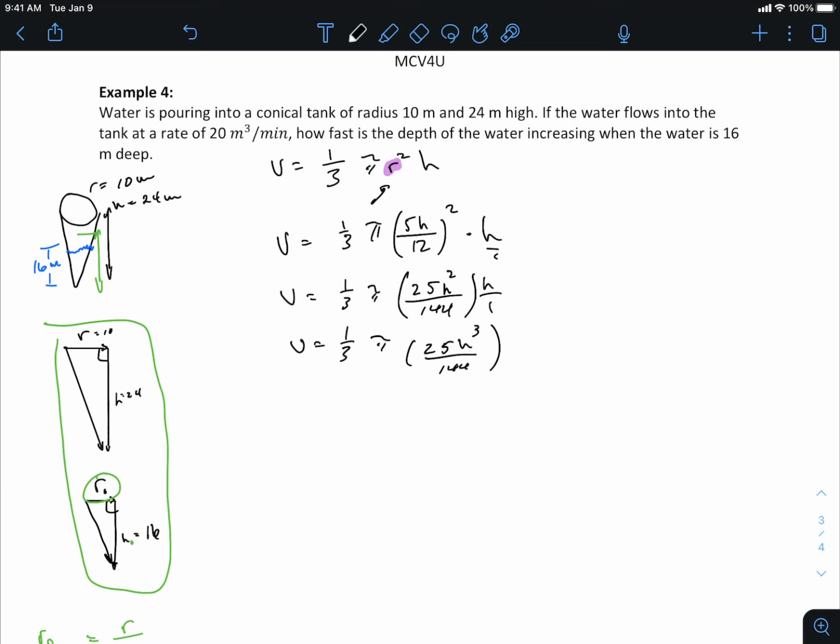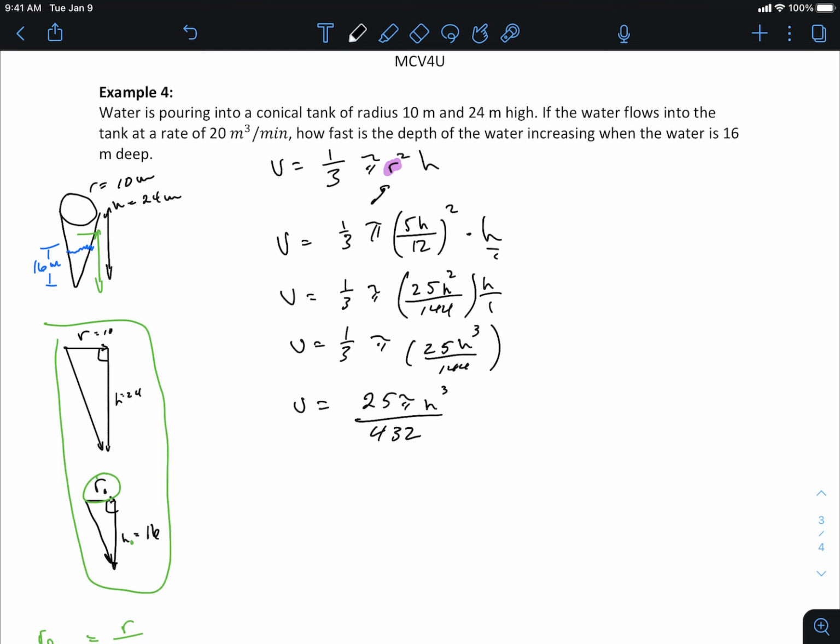Okay? You could even say, well, V is going to equal, I can multiply the 1/3 into this bracket now. You could even say we're going to get 25 pi H cubed over, no, it's going to be more than that, 432.